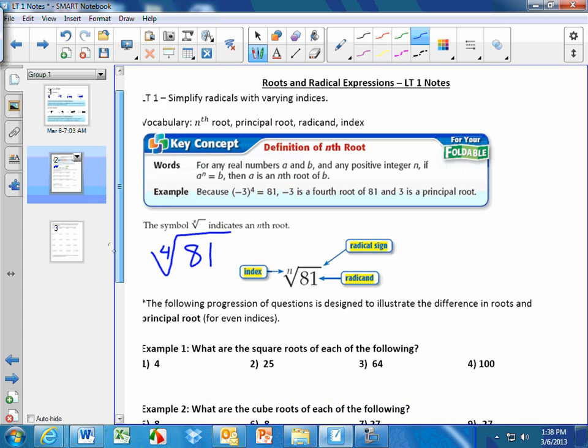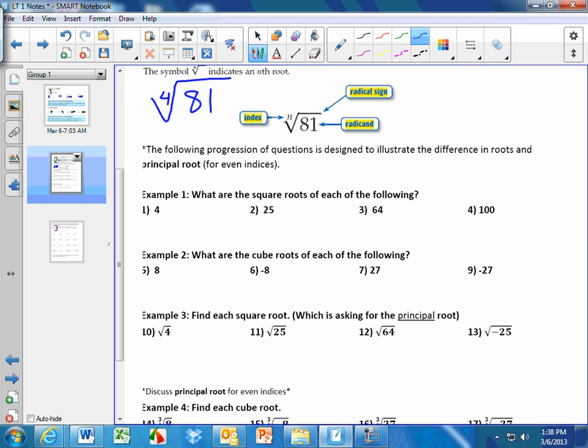Let's get into it. Example 1. What are the square roots of each of them? According to the definition, when it's asking what are the square roots of 4, it's asking you what could you square to get 4? 2 or negative 2. So there's 2 answers. 2, 2.5. You could, so it's asking what are the square roots? You could square a 5 or a negative 5. What about 64? 8 and negative 8. What about 100? 10 and negative 10.